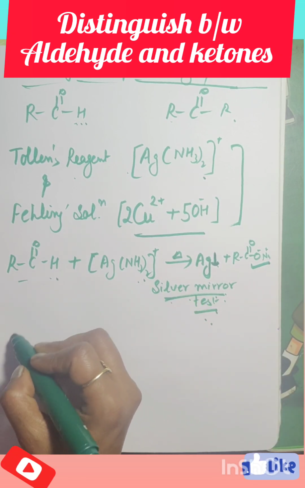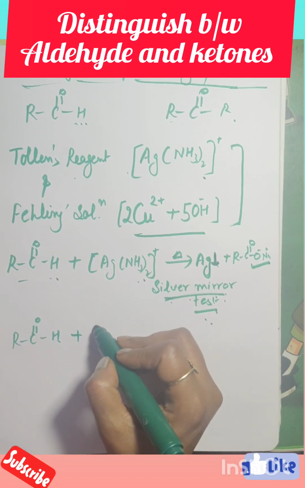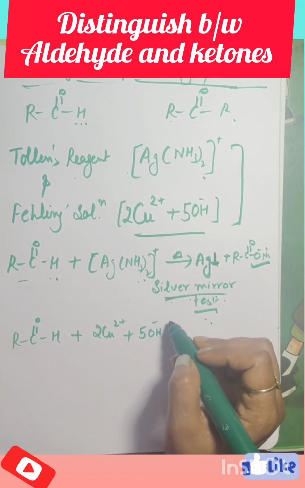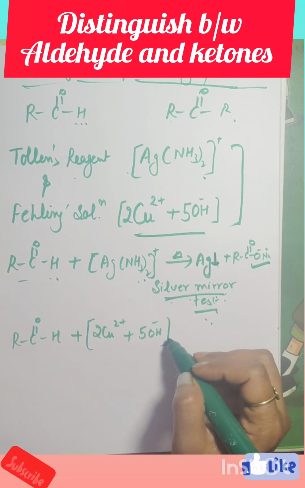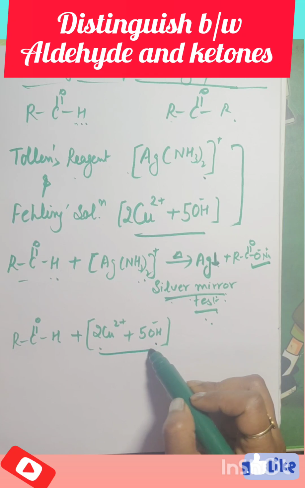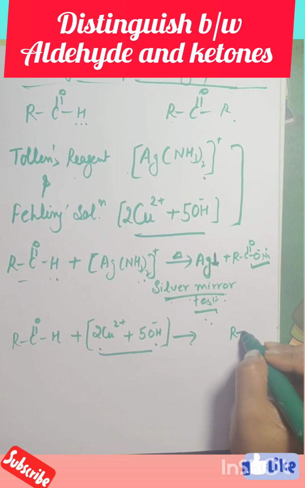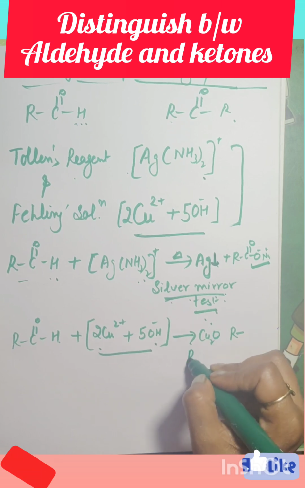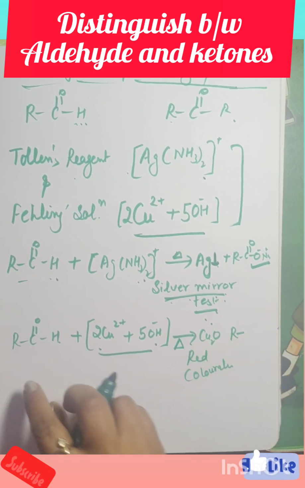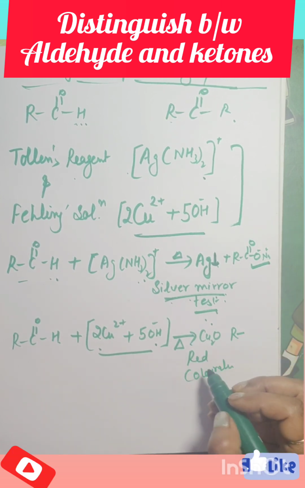With Fehling solution, when we are taking aldehyde, this is a solution of copper sulfate and sodium potassium tartrate. Copper sulfate and sodium potassium tartrate form this, and again with aldehyde we are getting Cu2O, red coloration. Brick red color will appear when you heat it. When you heat the test tube with this solution, you find the color changes to brick red.